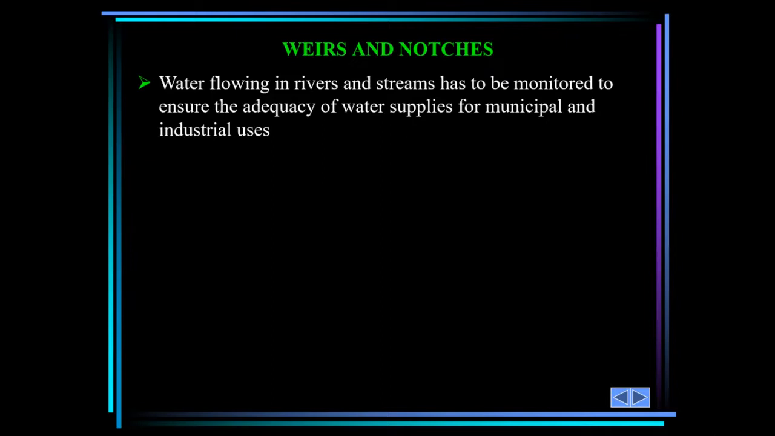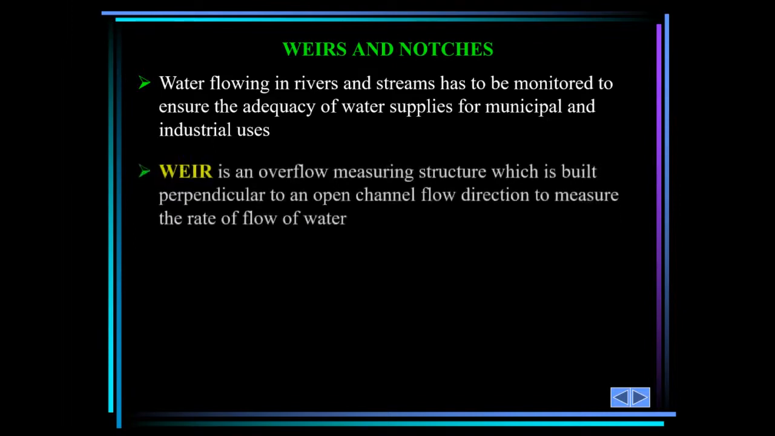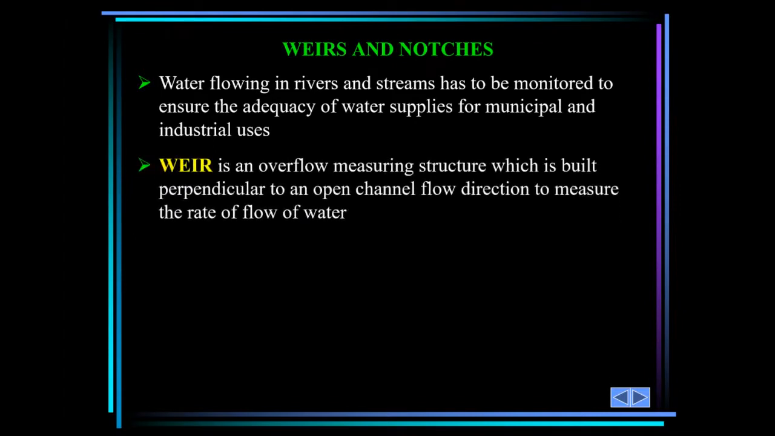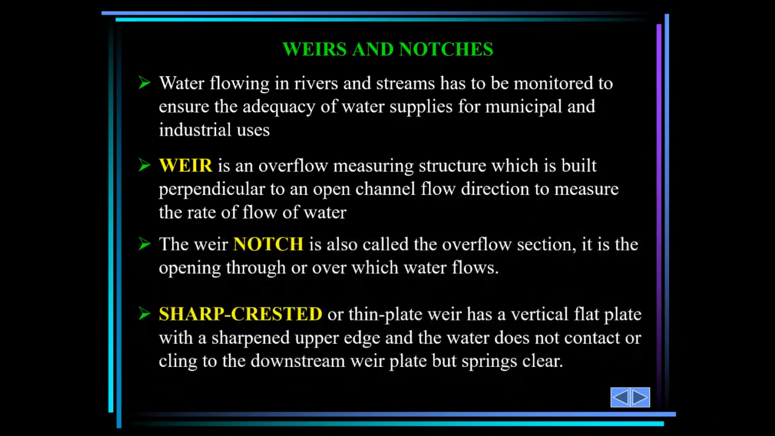Water flowing in rivers and streams has to be monitored to ensure the adequacy of water supplies for municipal and industrial uses. This I explained in the previous class and even today at the beginning of the class. So a weir is simply an overflow measuring structure which is built perpendicular to the open channel flow direction to measure the rate of flow of water. You just build it perpendicular to the flow direction to measure the rate of flow.